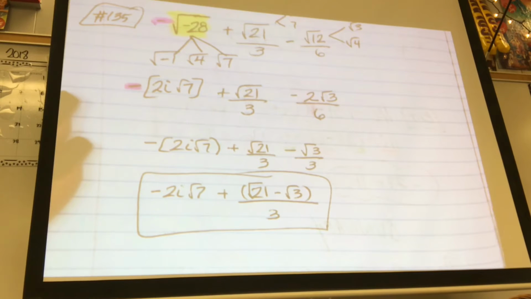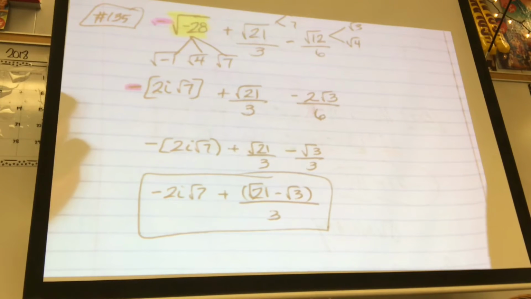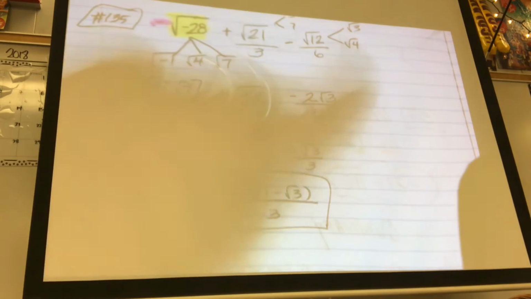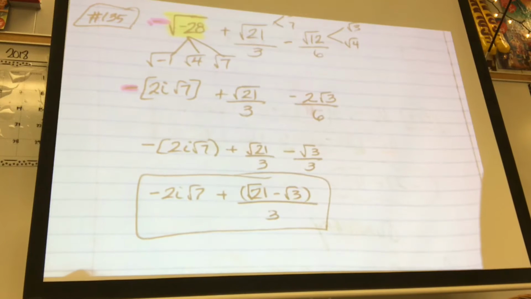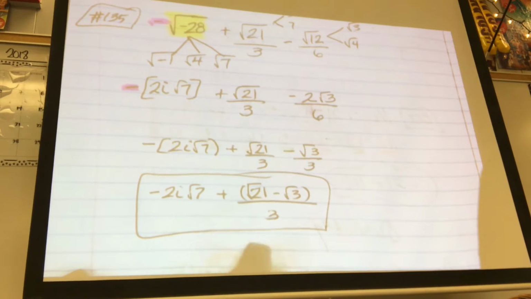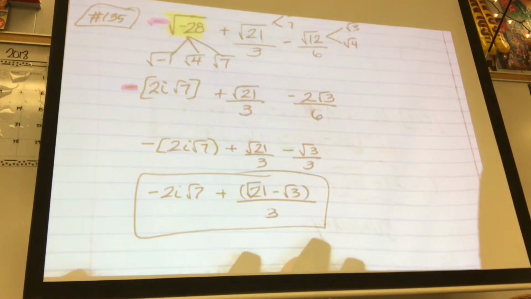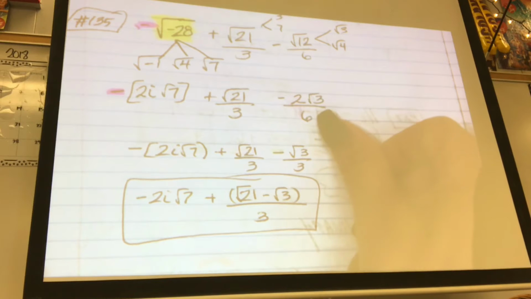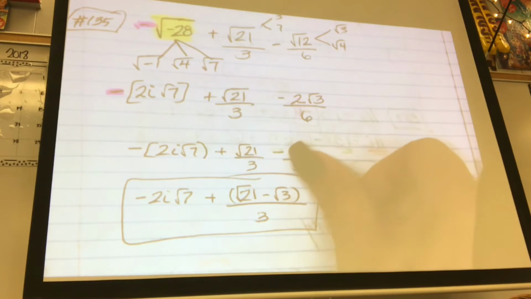How do I check my answer? Do I just hope I'm right? What did I tell you to do? Plug it in the calculator. If you plug this in the calculator without the i, and plug the original in the calculator without the i, you should have the same decimal. Yeah, babe. What's 2 over 6 reduced, babe? Isn't it just 1 over 3?